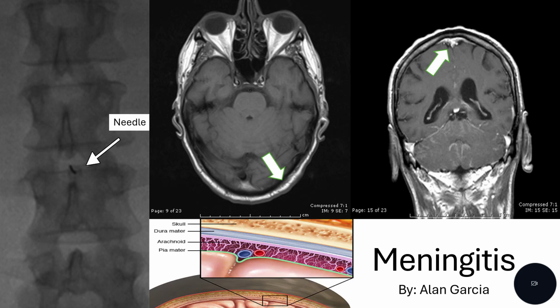Meningitis is a disease that causes inflammation in the meninges. The meninges are the three protective layers that surround the brain and spinal cord. The outermost layer is the dura mater, the middle layer the arachnoid mater, and the innermost the pia mater.